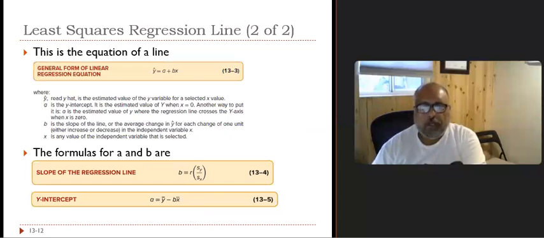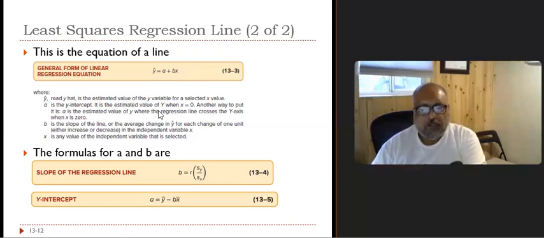So this is the equation of a line. Remember this, this is the general form of a linear regression equation. Y, people call it y hat or y itself. Different literatures use different notations. So y is equal to a plus bx, right? Where a is the value when we have all the variables set to 0.